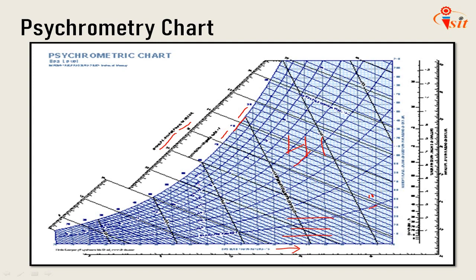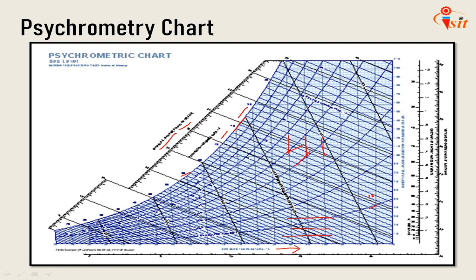Wet bulb temperatures are shown on the diagonal coordinate coinciding with the heat coordinates, that is, enthalpy coordinates. The scale of wet bulb temperature is shown on the saturation curve. So these are wet bulb temperatures. The diagonals run downwards to the right at an angle of 30 degrees to the horizontal.